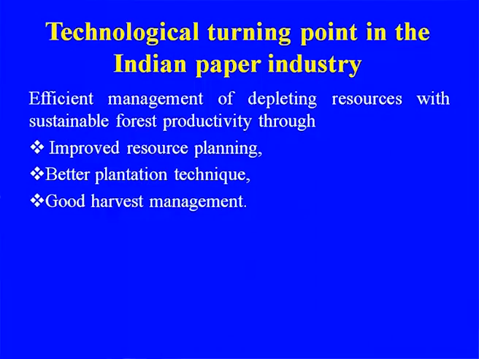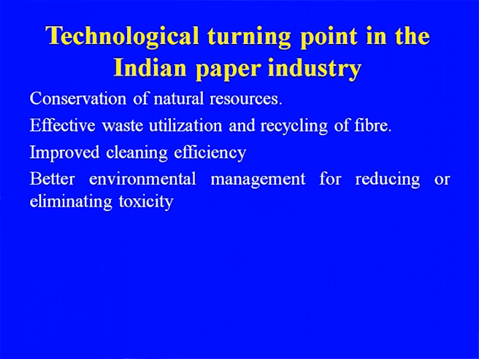These are some of the technological turning points in the Indian paper industry: improved resource planning, better plantation technique, because our social forestry is poor, and good harvest management. Some of the other things we have already discussed: conservation of natural resources, effective waste utilization, recycling, improved cleaning efficiency, better environmental condition, eliminating toxicity, improved product yield, odorless mill, better fiber properties and improved runnability.